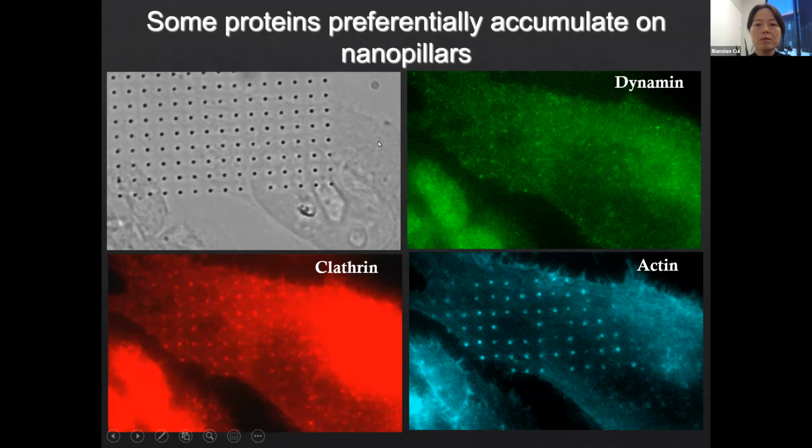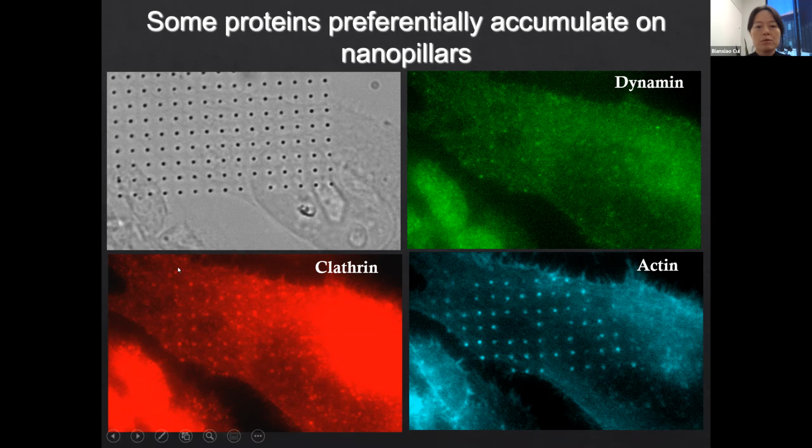Here is an immunostaining image. Each black dot here is a glass nanopillar. Again, the nanopillar is made of silicon dioxide. It's vertical, so when you take a 2D image, it appears as a dot. That's a Dynamin image, that's a Clathrin image, and that's an actin image. In the Dynamin image, you can already see some of the green dots colocalized with the nanopillars. With Clathrin, you see pretty clearly that they colocalize, although there is a high background. Actin is a lot clearer. It's very clear that actin accumulates on nanopillars.